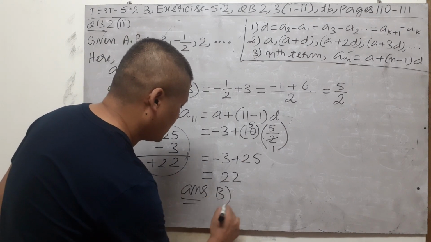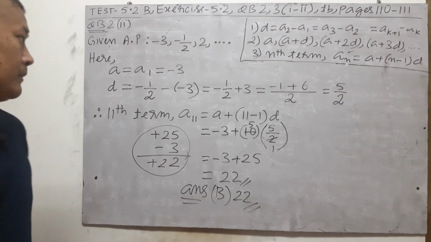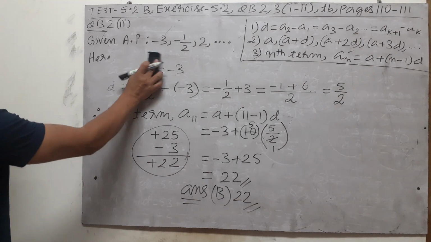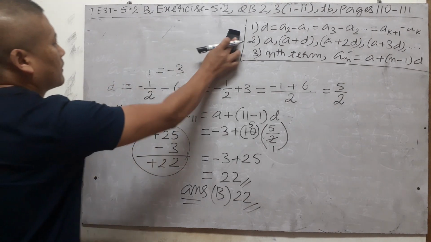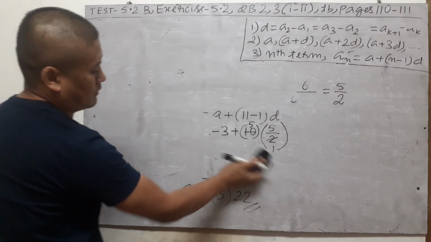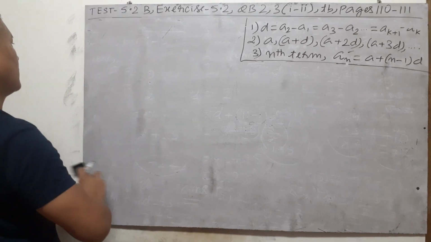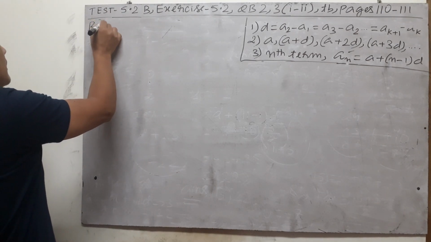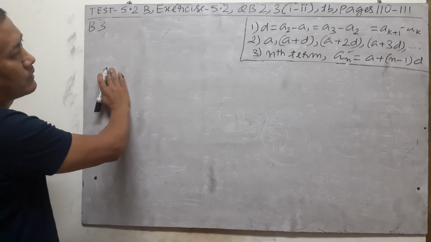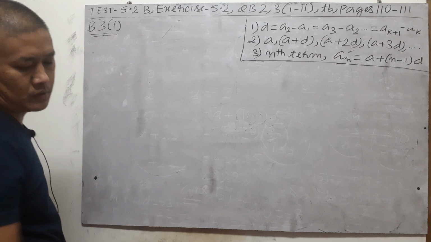So we write here B, which is exactly like the answer we got by solving. So question number B2 is done. Let's go to B3. Okay, B3. So let me write down B3 here, subheading 1 to 2, so 2 more questions.